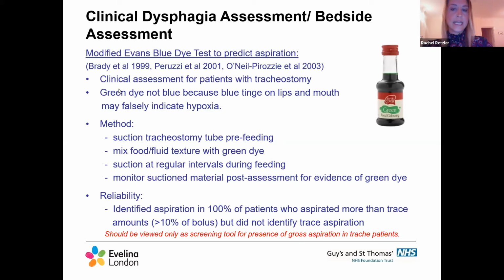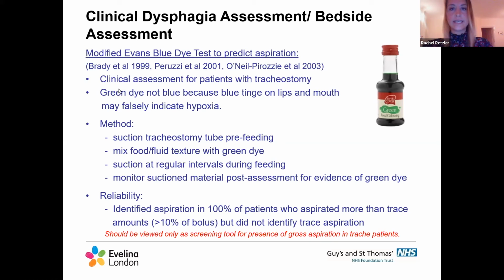In an O'Neill study, it investigated 50 subjects using simultaneous video fluoroscopy with this blue dye assessment and found poor sensitivity and specificity. And what that means is the dye did not correctly identify approximately 20% of patients who were actually aspirating. So things to keep in mind.